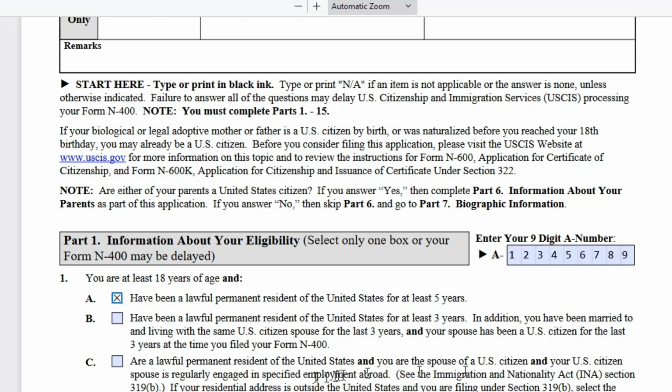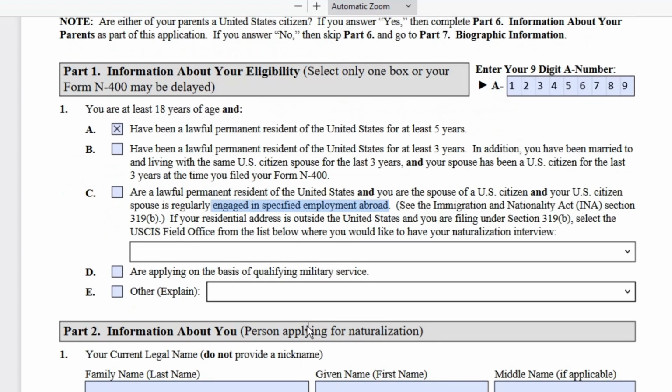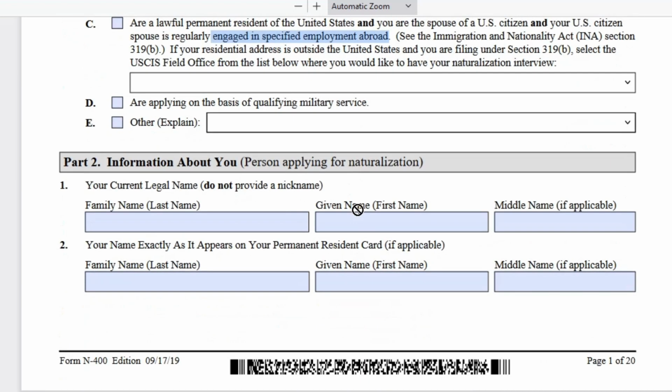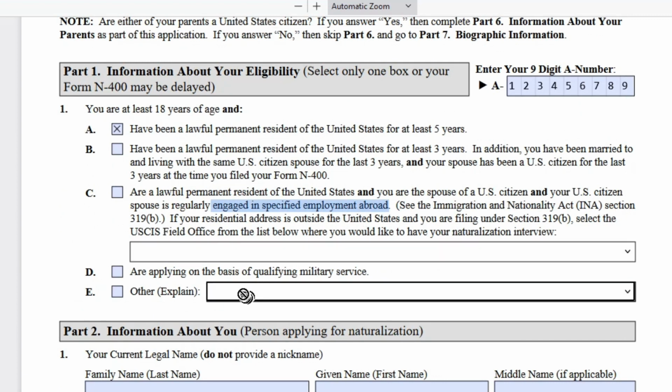Then, are you a lawful permanent resident and is your spouse a US citizen regularly engaged in employment abroad? That's for the time that you have to complete here in the United States. And again, we went through this in the other video, so I'm not going to go into details here. You can check the other video, the link is below, so you can check what qualifies you. Just because you work abroad for a US company doesn't automatically make you qualified. There's certain criteria for that. And of course, military, yes, there's an option for them, so you can put that.